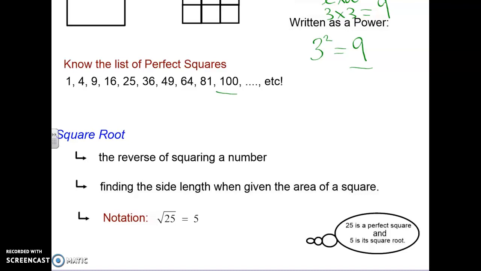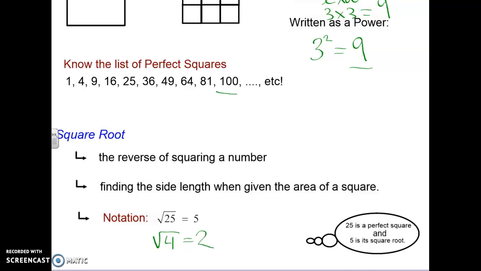And then we're going to talk about the square root. The square root is the inverse action of squaring a number. When we multiply a number by itself, we get the perfect square. When we take the square root of a number, we get what we multiplied by itself to get the perfect square. So this is how we can find the side length when given the area of a square. The notation is written with this little root symbol, and you can have any number inside of there. Let's say 4, and the answer would be 2.